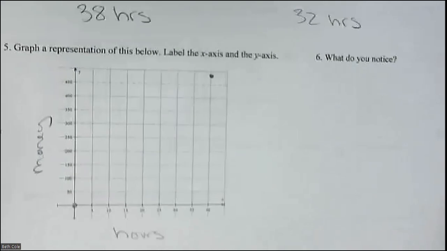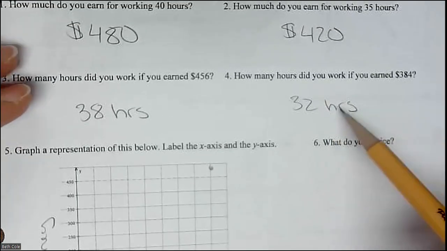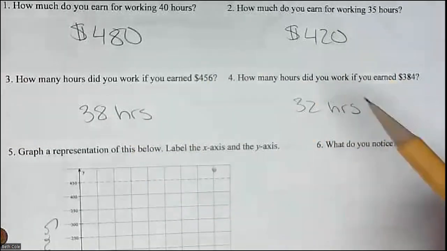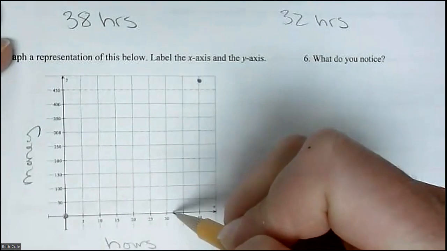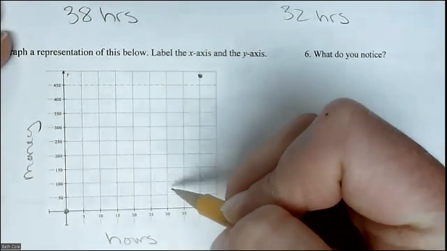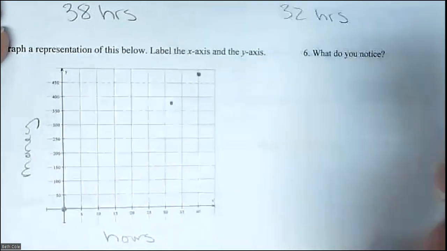All right, and then let's maybe do one more. When we worked 32 hours, we made 384. I'm just picking another one. You can plot any one of these you want. So 32 would be right about there. 384, just below 400. It's not going to be perfect.